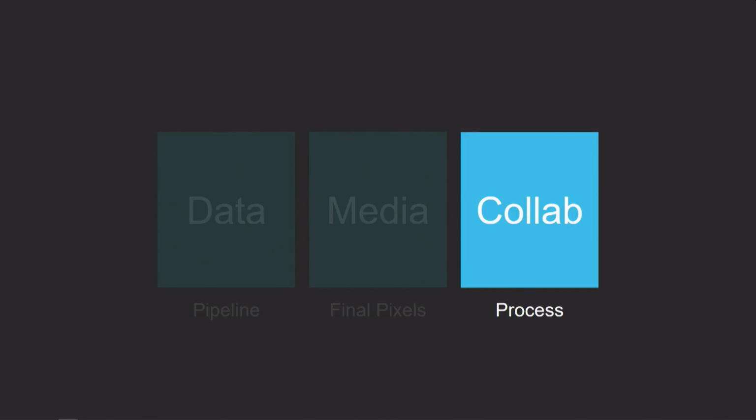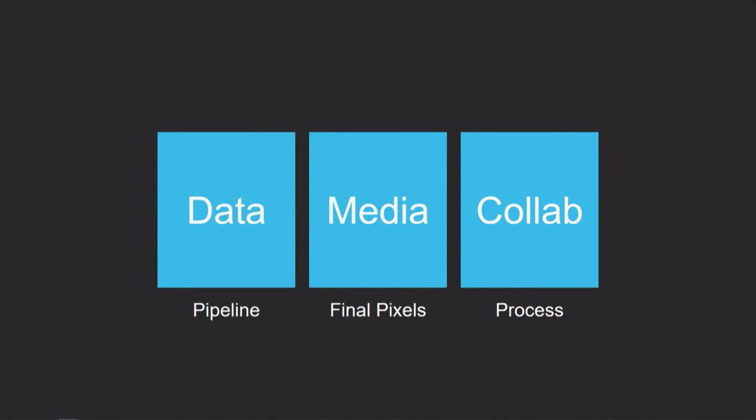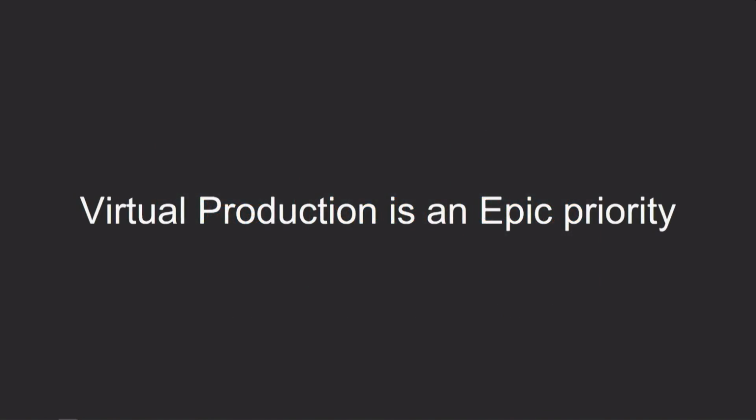All right, so that's collaboration in 4.20. Kind of bringing it all back together: virtual production is an Epic priority. It's something that we care deeply about, and it's going to remain a priority going forward. Almost as much as Fortnite. Some people say internally, the priorities are Fortnite and virtual production. It's like, okay, that's cool.